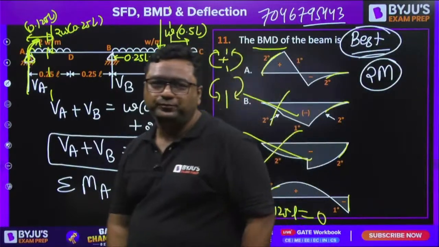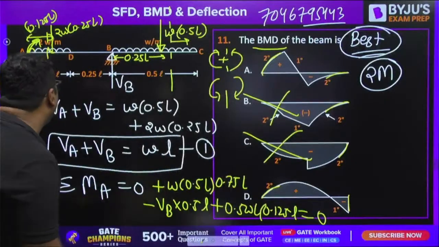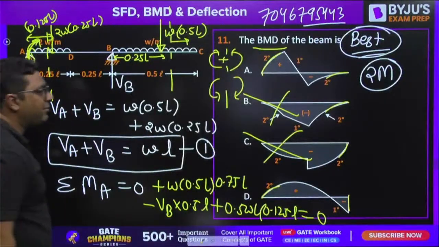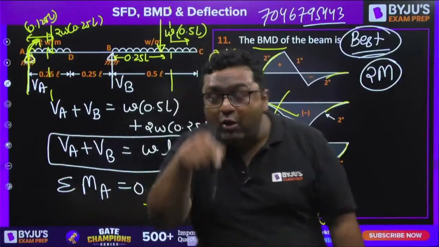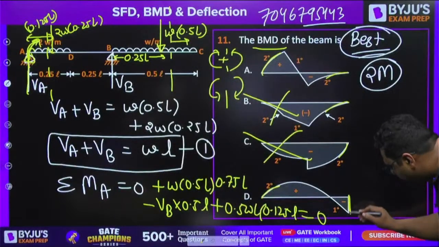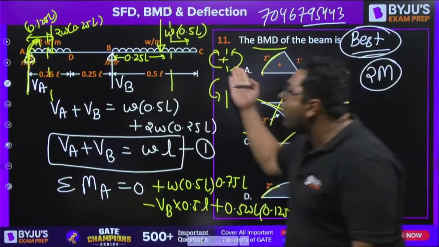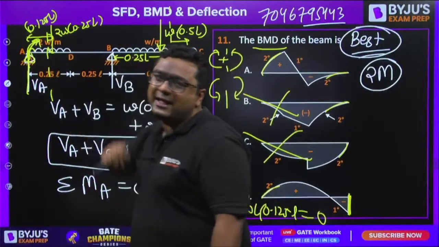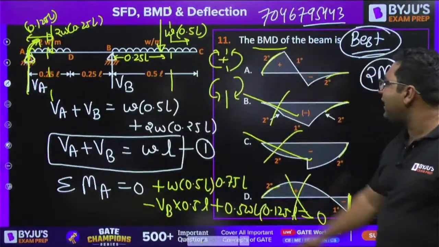That is for sure. But if by chance you would be getting a negative reaction, then my dear, you cannot say A and D are correct. Now you can see at D there is a jump, but there is no point moment acting. So D cannot be our answer. A is the right one.